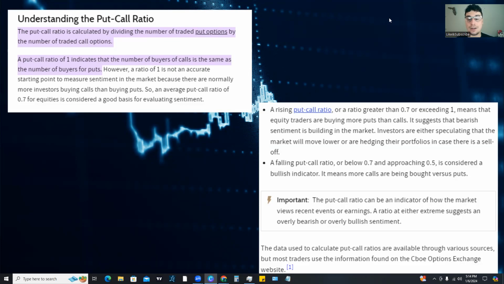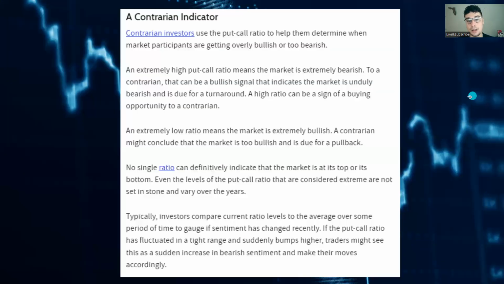Now, the data used to calculate put call ratios are available through various sources, but most traders use the information found on the CBOE Options Exchange website. I like to use thinkorswim, so you can get those in thinkorswim and just take a look at it through there. There are other platforms you can use. Thinkorswim is free. You can use TradingView as well. But something important is that the put call ratio can be an indicator of how the market views recent earnings or events. A ratio at either extreme suggests an overly bearish or an overly bullish sentiment, which brings us into how to use it as a contrarian indicator.